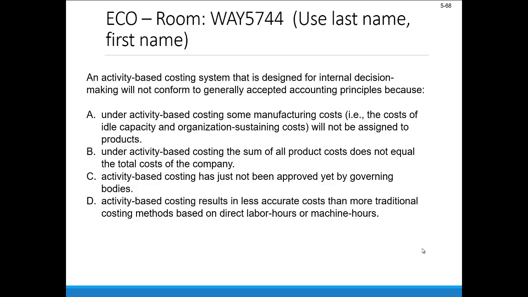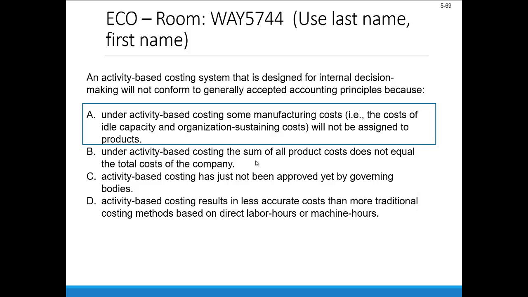Welcome back, everyone. Before we finish up our Chapter 8 Master Budgeting coverage here, I wanted to do a couple of quick review questions. First up, an activity-based costing system, hint Chapter 7, that's designed for internal decision making will not conform to generally accepted accounting principles, GAAP, because what? So look these over, pause, and come back for the solution.